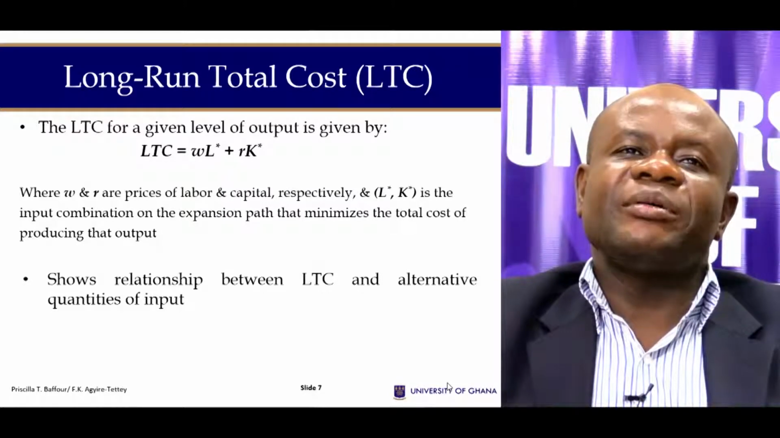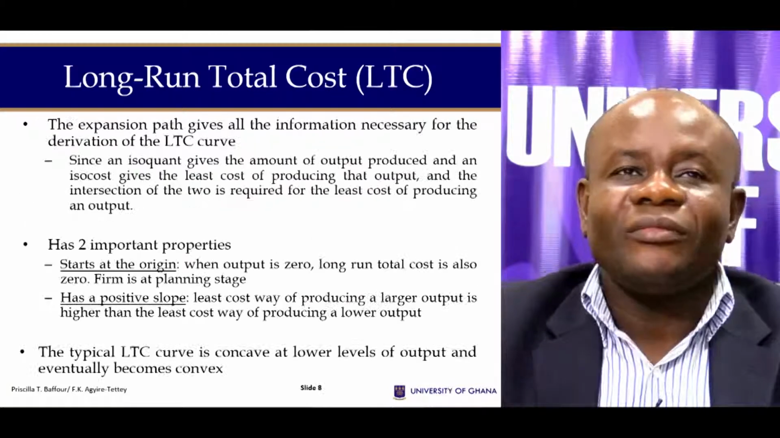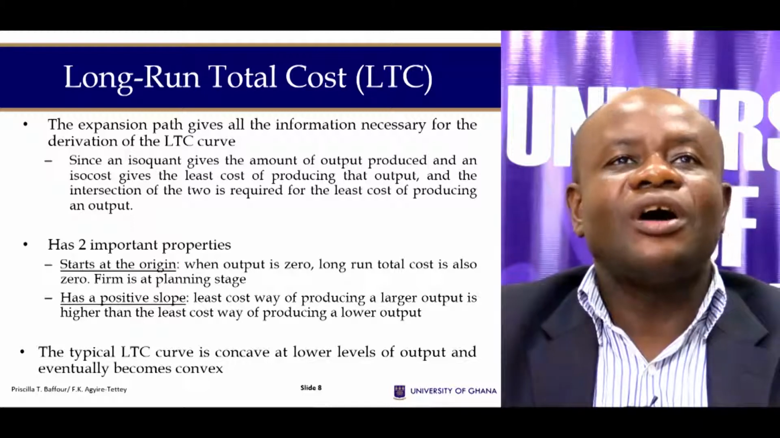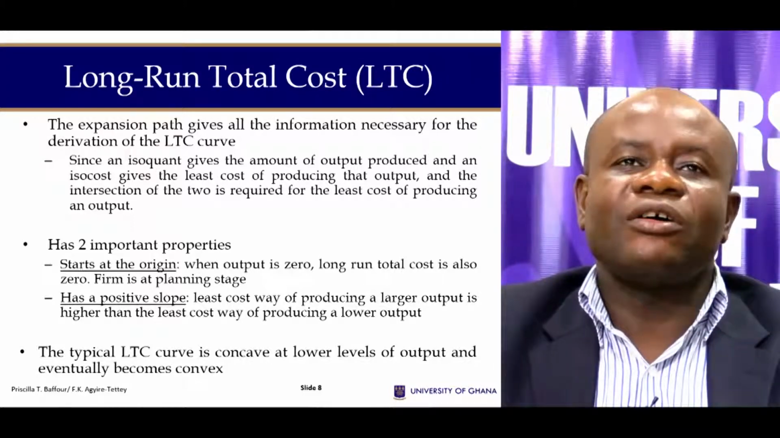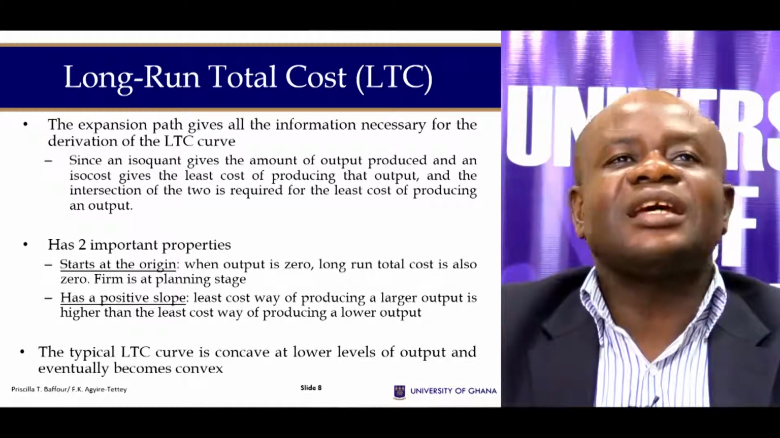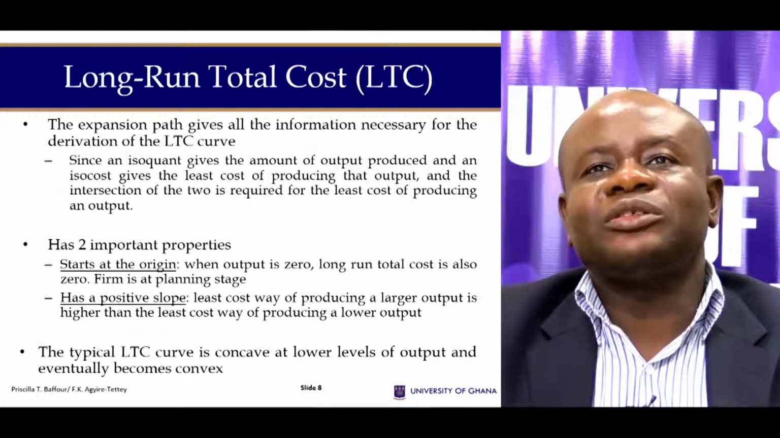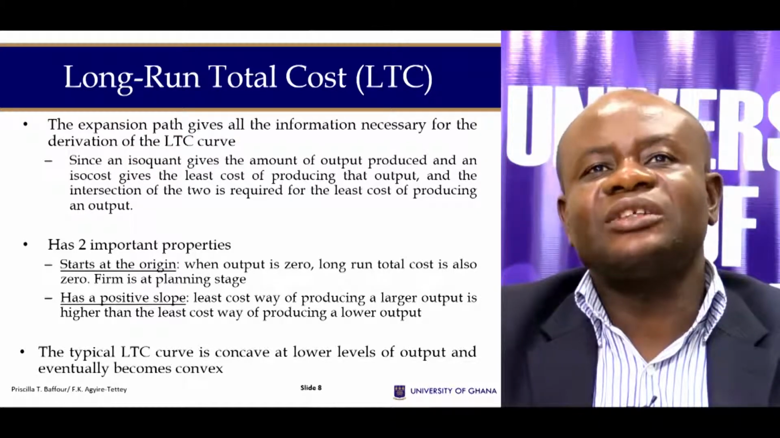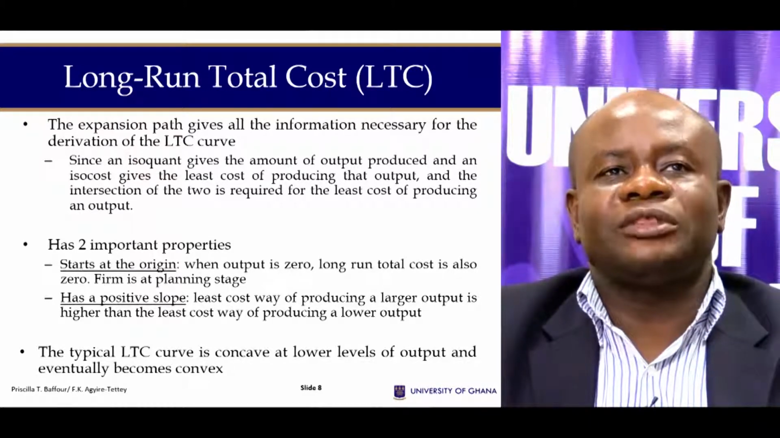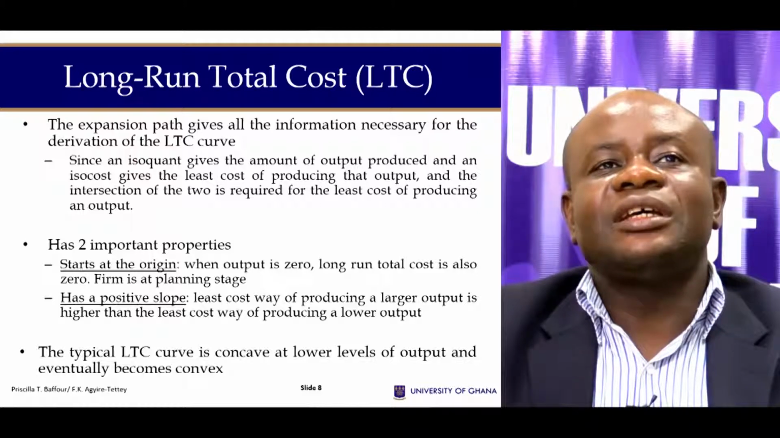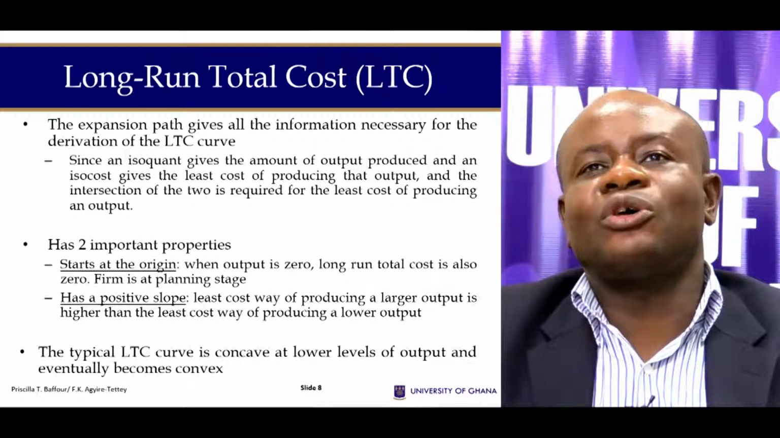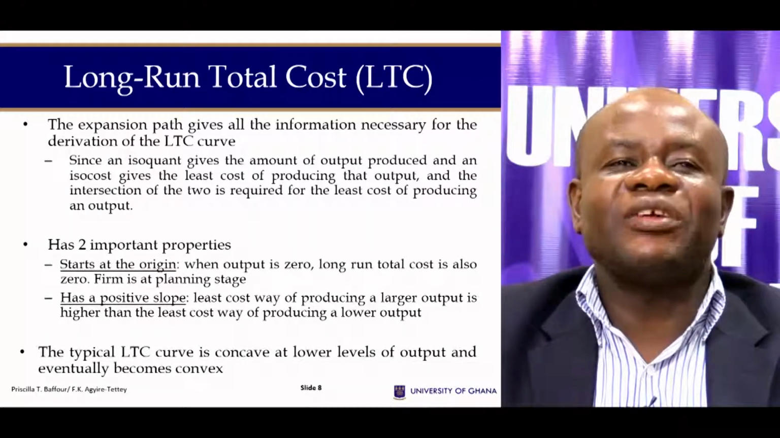And I believe we saw something similar in the short run, when we looked at the cost minimization and output maximization topics. The expansion path gives all the information necessary for the derivation of the long-run total cost curve. Since an isoquant gives the amount of output produced and an isocost gives the least cost of producing that output, the tangency of the two is required for the least cost of producing a given output.